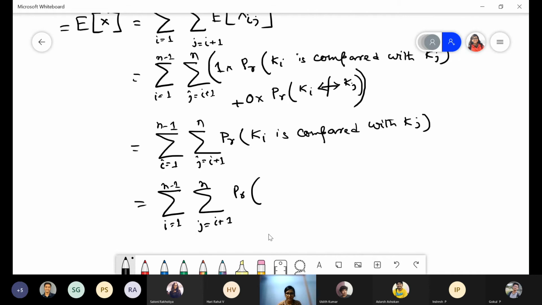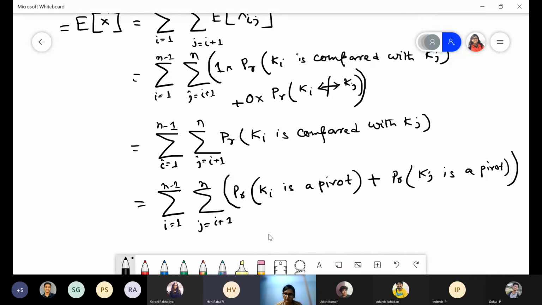ki is compared with kj, which means the probability that ki is a pivot plus, so it is OR and these events are mutually exclusive, so we can write it as plus the probability that kj is a pivot. Explain this part again.